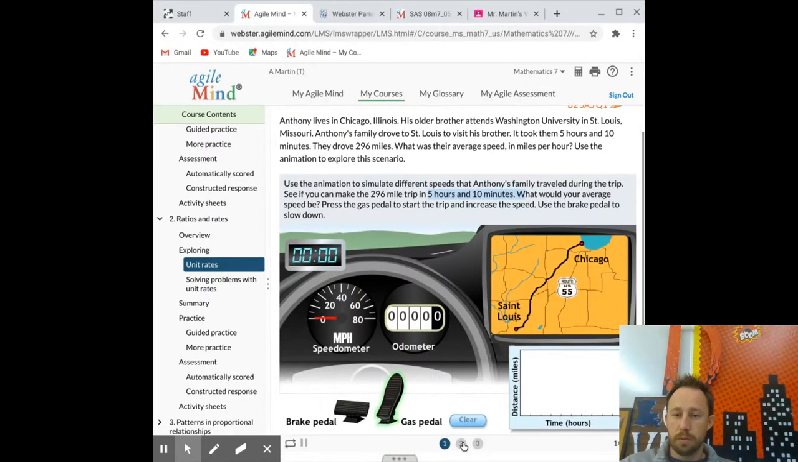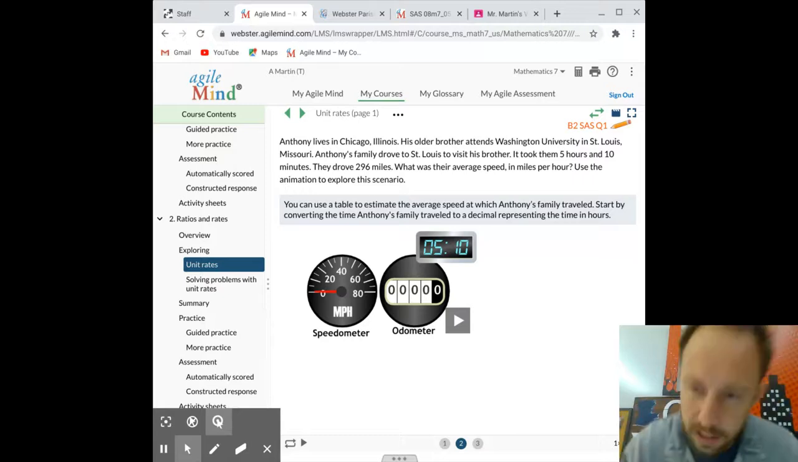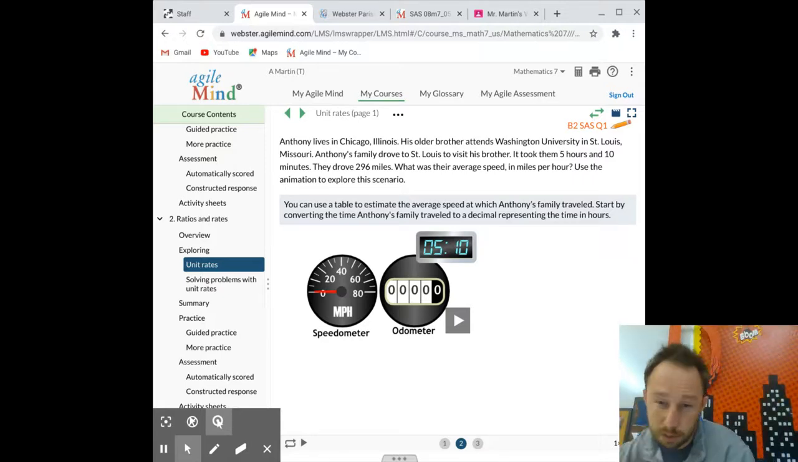Let's see what happens on page 2. So we know that we have to be somewhere between 55 and 60 miles an hour to get there, right? 60 is too fast, 55 is too slow. So somewhere between there is what they drove. So we just have to figure it out.